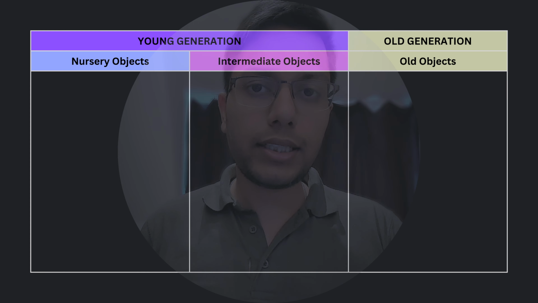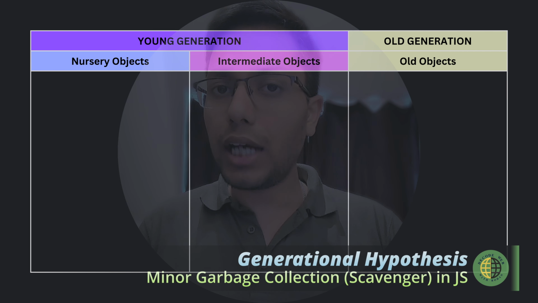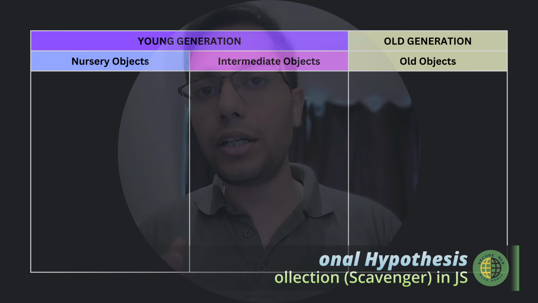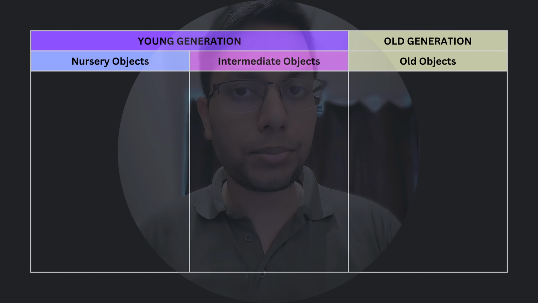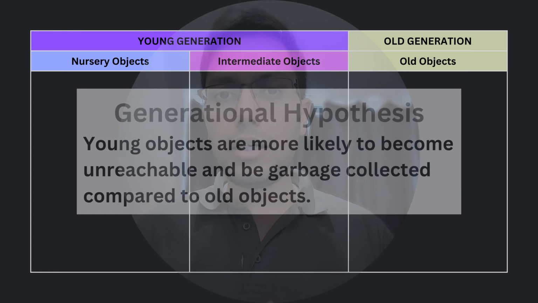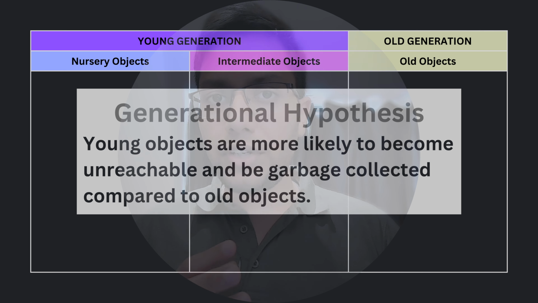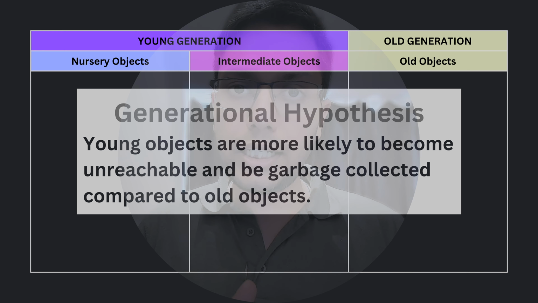V8 divides its heap into generations. There is a young generation, which can further be divided into nursery and intermediate subgenerations, and an old generation. But why does it do that? V8 follows this design based on a hypothesis. This hypothesis states that young objects are much more likely to die than older objects. It is known as the generational hypothesis, which means that in most cases, objects that have been allocated memory become unreachable almost immediately, and are then garbage collected.